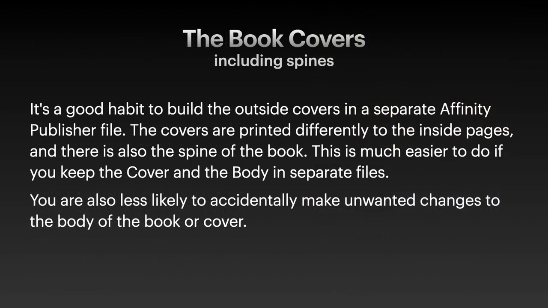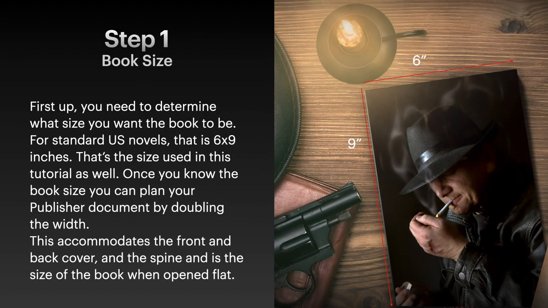Now, the book covers, including spines, is what we'll start with. It's a good habit to build the outside covers in a separate Affinity Publisher file. Don't build them all together. You don't want your covers in the same file as the content of the book, the inside of the book. They're quite different. And there's also the spine of the book to consider. Your inside pages won't show the spine. So it's all much easier to do if you keep these in separate files. You're also less likely to make unwanted changes to the body of the book or the cover.